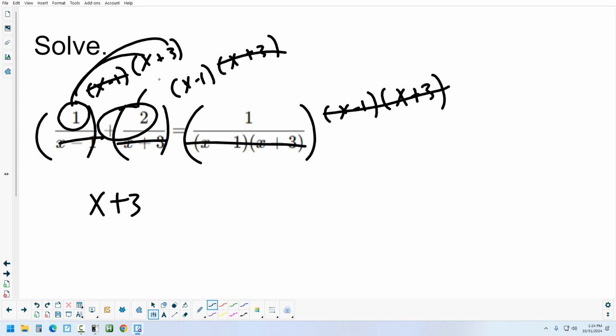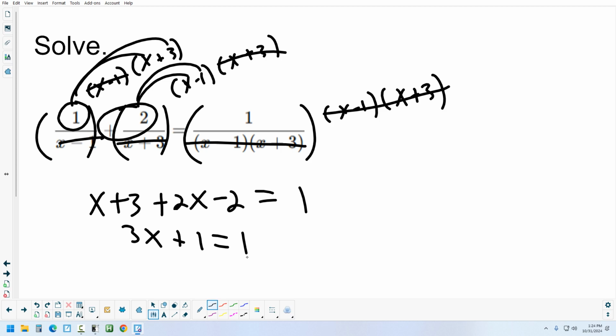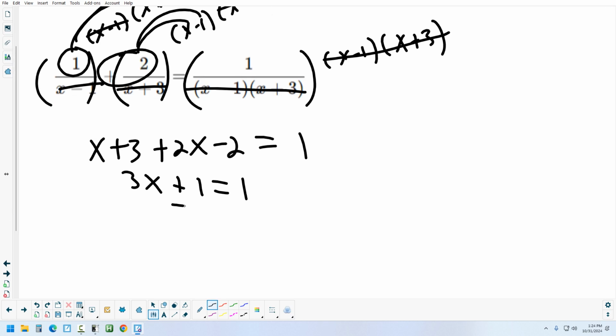Positive 2 times that, 2x minus 2. And what's on the other side? 1. Okay, combine like terms. 1x plus 2x is 3x, minus 3x plus 1. 3 minus 2 is plus 1. Subtract the 1 on each side, and then divide by 3. And what does that give me first?